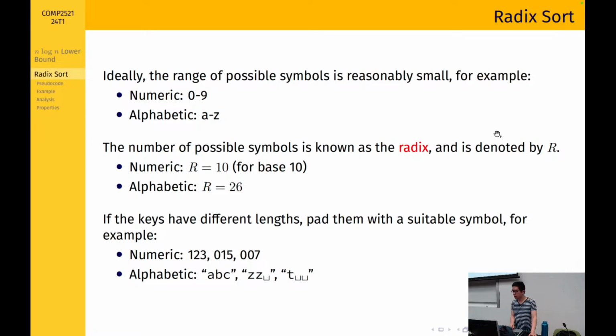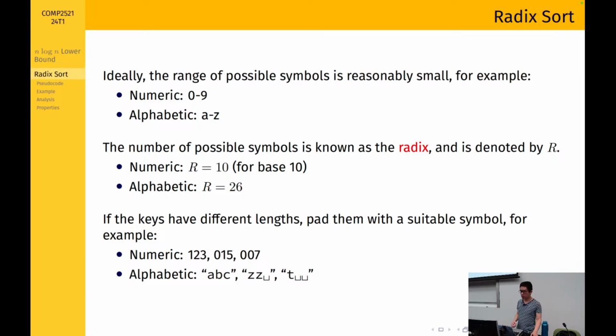And we denote the radix by R, right? So for numeric keys, R would be 10. For alphabetic keys, R would be 26. Okay. And another thing that radix sort requires is that it requires the keys to have the same length.